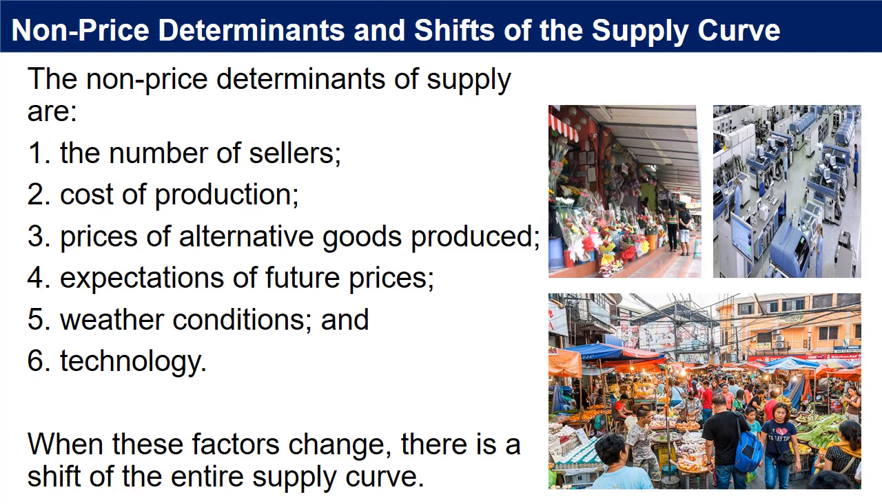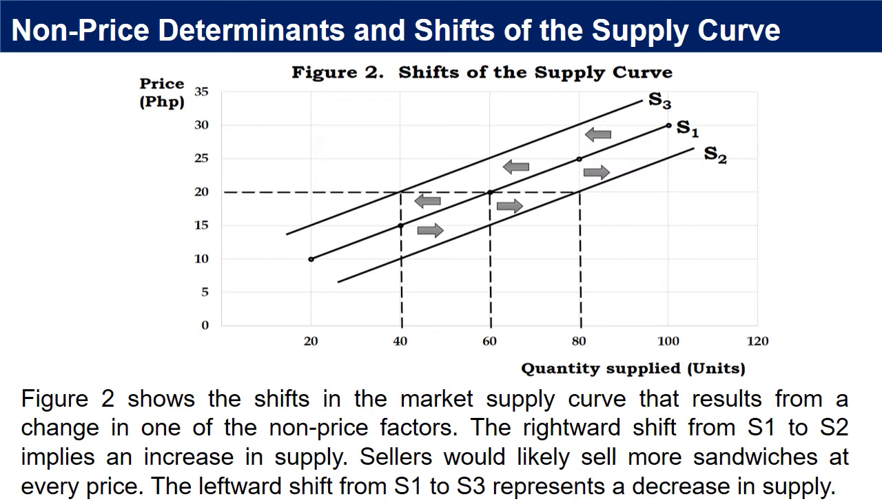The non-price determinants of supply are the number of sellers, cost of production, prices of alternative goods produced, expectations of future prices, weather conditions, and technology. When these factors change, there is a shift of the entire supply curve. Figure 2 shows the shifts in the market supply curve that results from a change in one of the non-price factors. The rightward shift from S1 to S2 implies an increase in supply. Sellers would likely sell more sandwiches at every price. For example, they would choose to sell 80 instead of 60 sandwiches at 20 pesos.